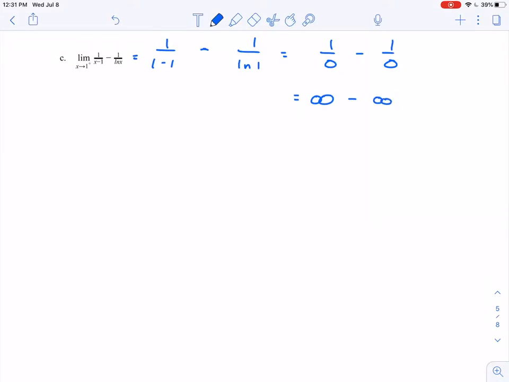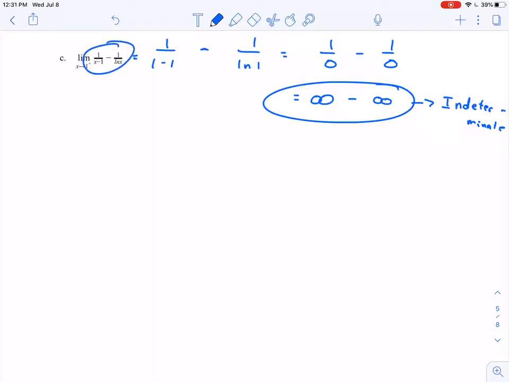I end up with infinity minus infinity. This is yet another indeterminate form. Indeterminate. Okay. So I have this indeterminate form, but L'Hopital's rule will not work with infinity minus infinity. We said L'Hopital's rule will only work if our limit ends up with 0 over 0 or infinity over infinity. So we need to come up with another way to rewrite this expression.